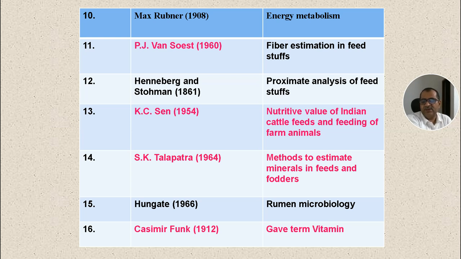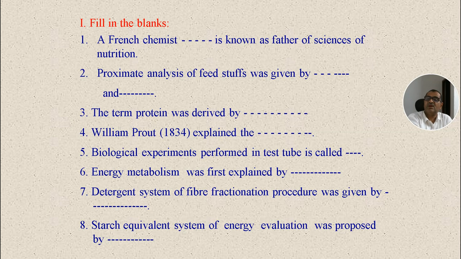Whereas Casimir Funk in 1912 gave the term vitamin, meaning they are very, very essential to the body of the animals. So these are all some questions. A French scientist is known as the father of nutrition. You know it very well. Write the proximate analysis of the feedstuffs, and this was given by Henneberg. So note down the questions and you will find the answer.